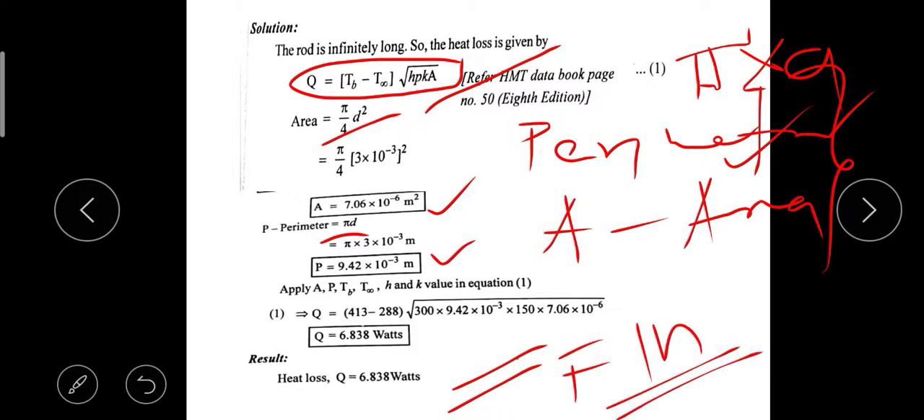Okay, it is another fin problem for infinitely long fin.